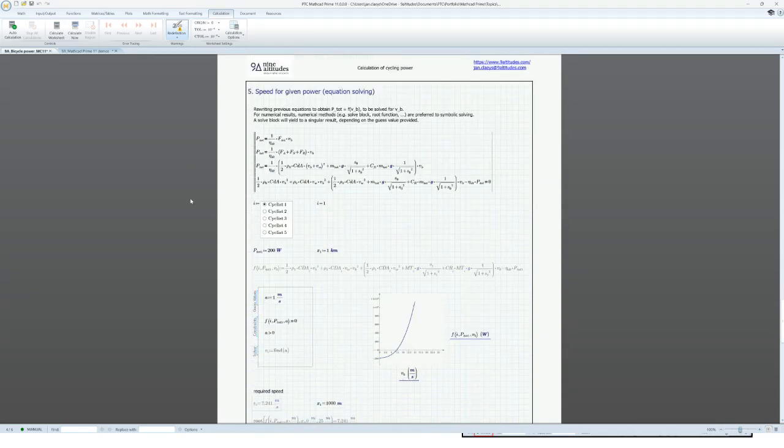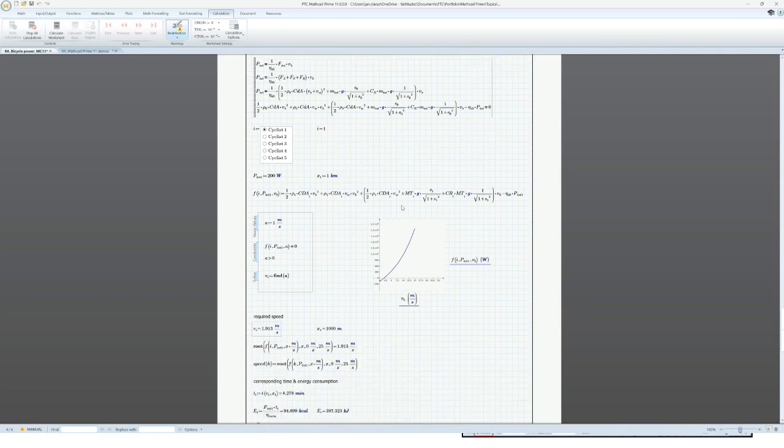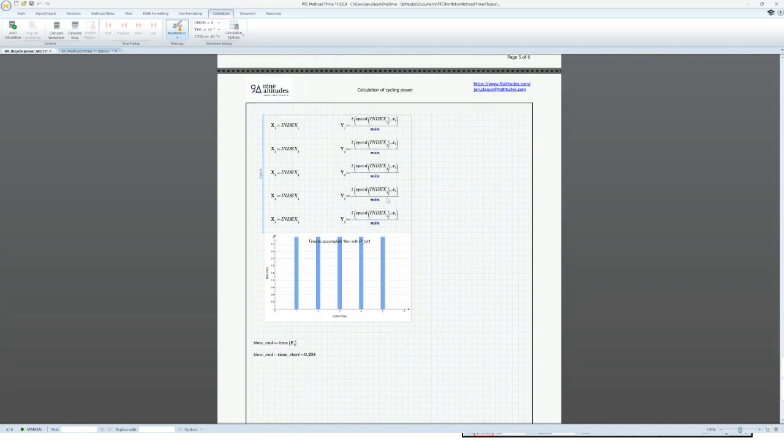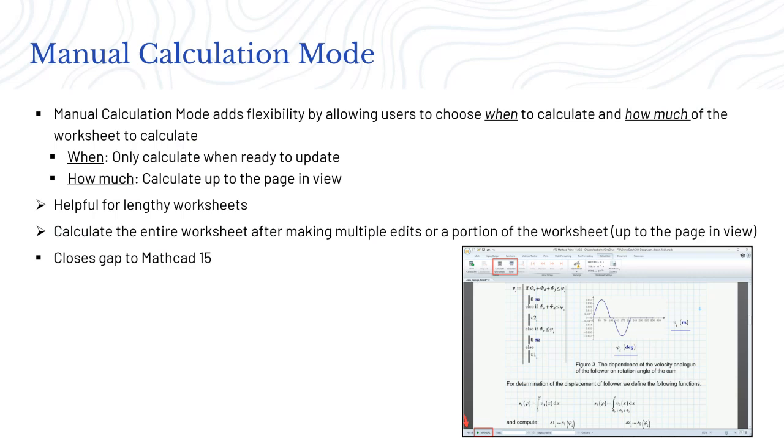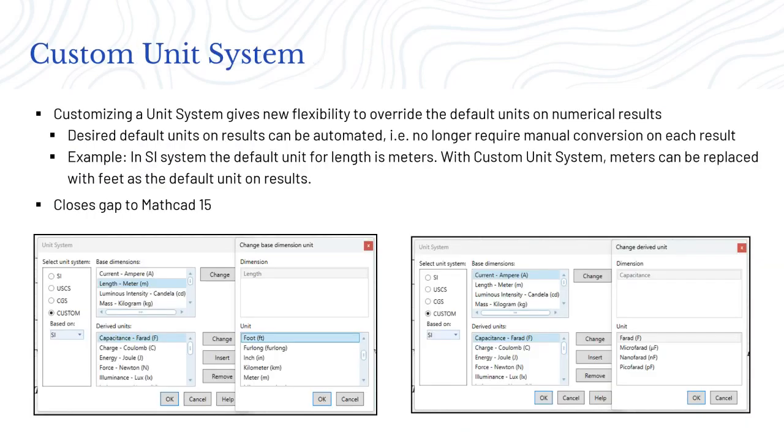Of course, when I decide, okay, I have resolved the issue, I can also calculate the whole worksheet in the manual mode. If I press calculate worksheet, it will have the behavior we know from Mathcad 15 and previous versions. So this is the first innovation in Mathcad Prime 11, the manual calculation mode. That's one.